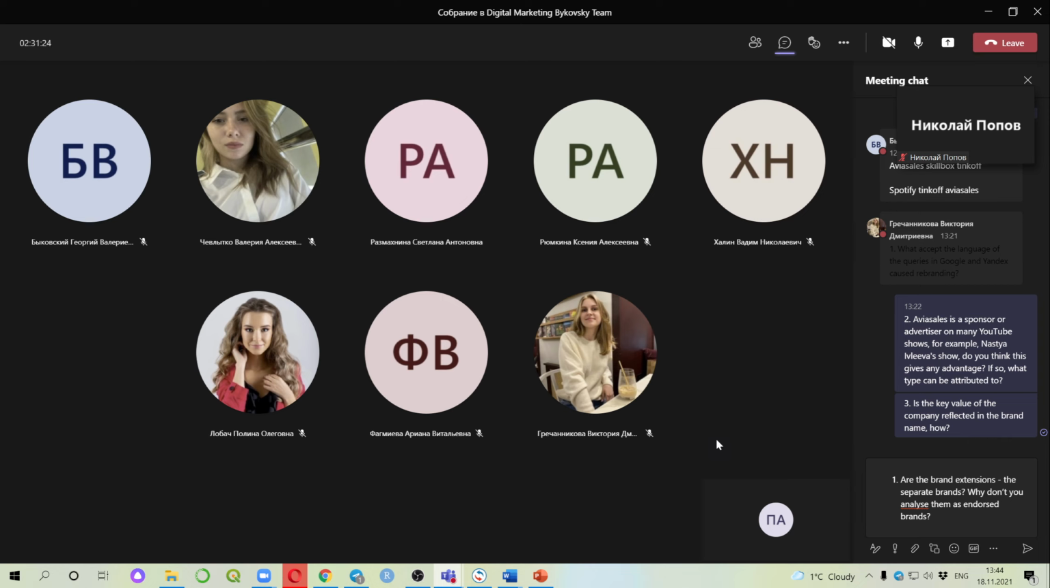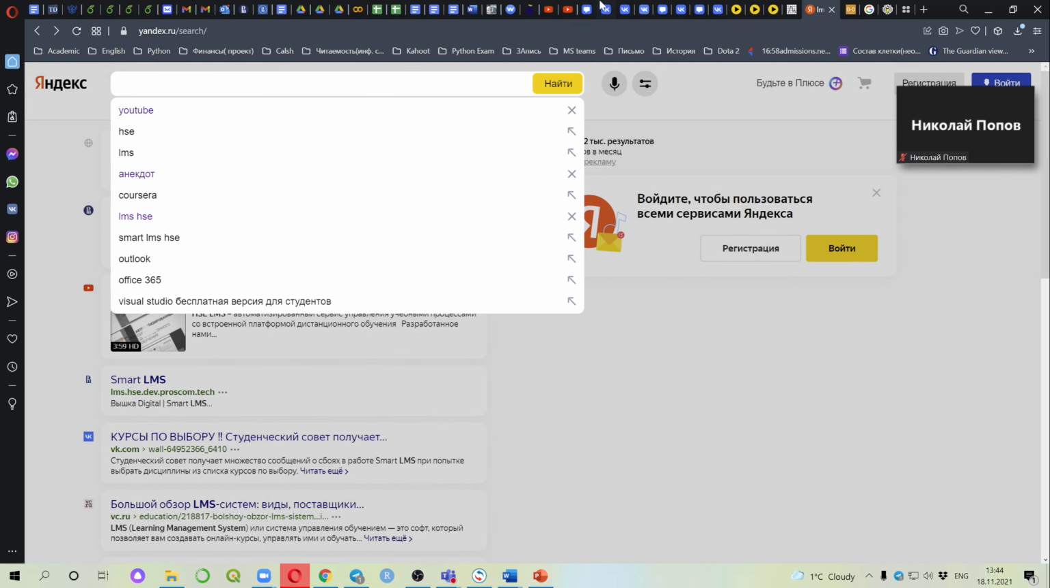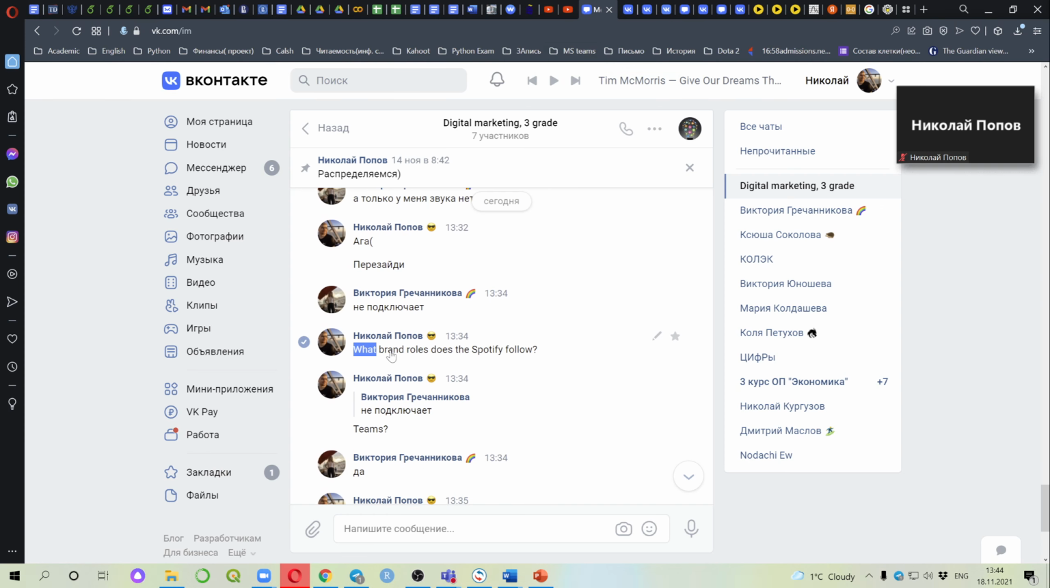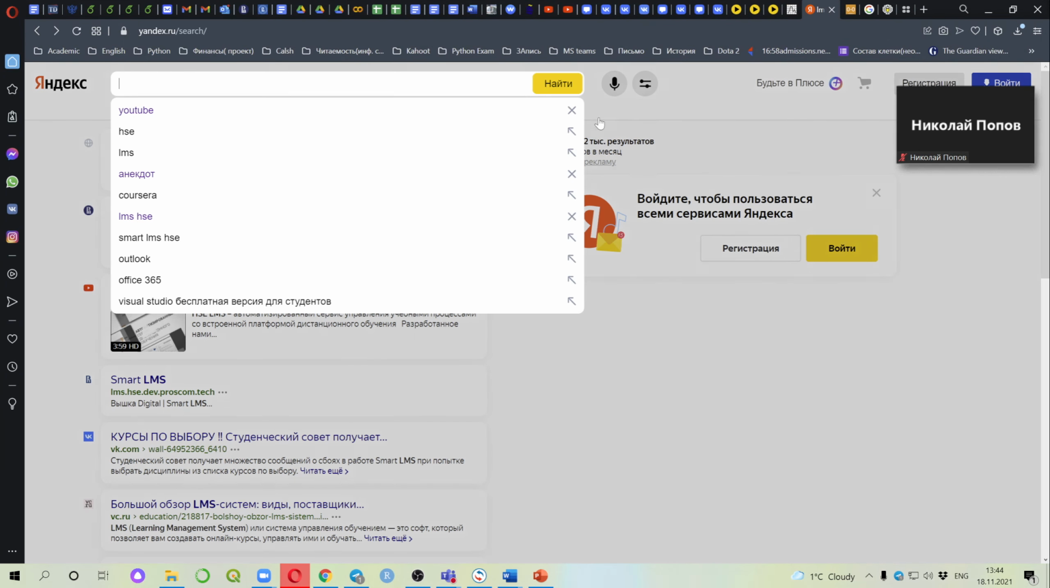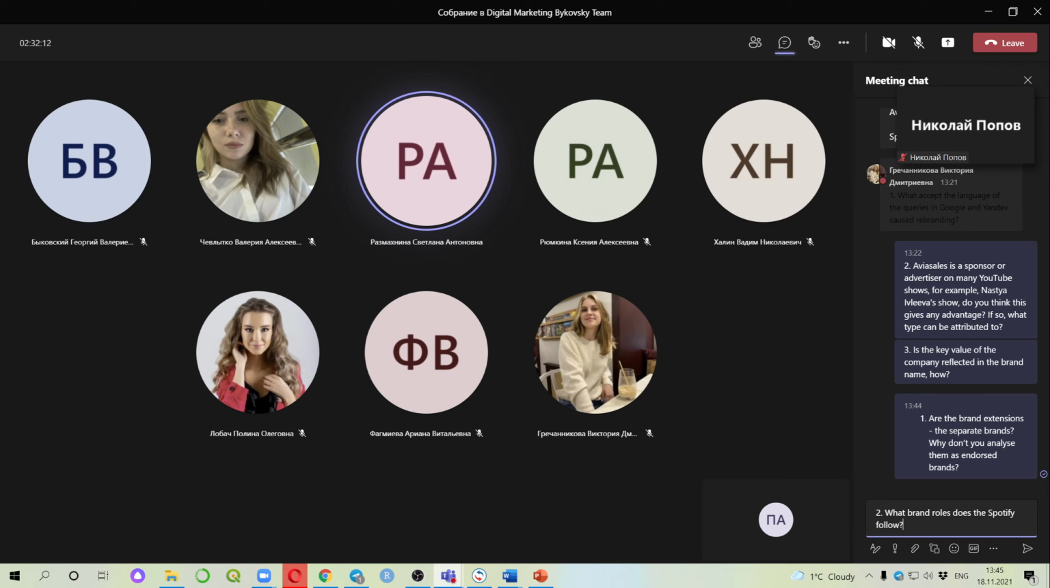So our first question is about brand extension. Are those brand extensions separate brands? Why don't you analyze them as endorsed ones? Because they do not have a separate functionality platform. They work in the main app, and all promotions and support for both sub-names are provided by one Spotify brand name.